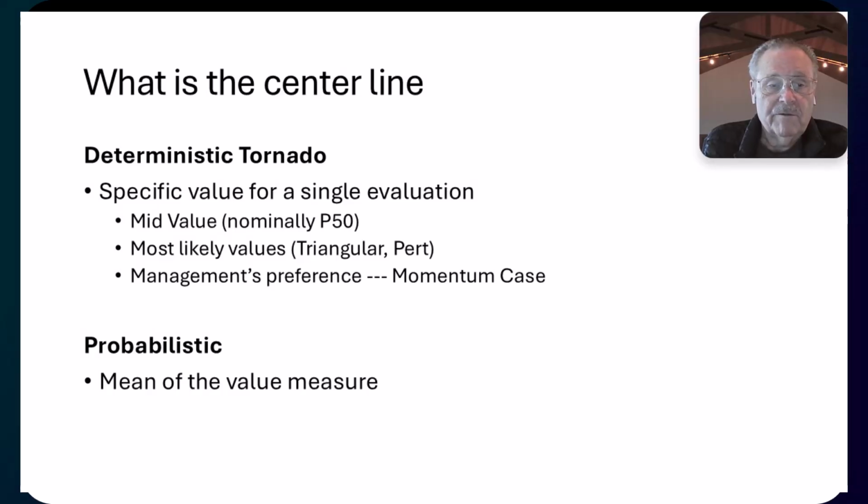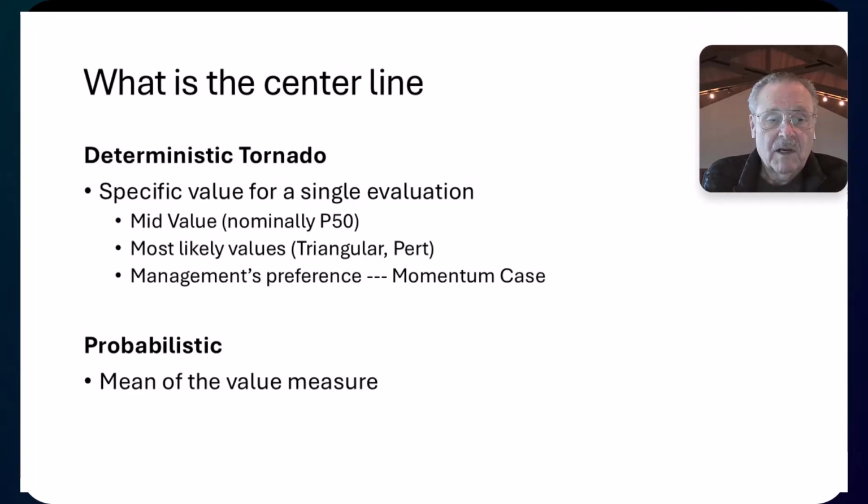The other alternative is a probabilistic tornado chart. The center line of the tornado is the mean of the value measure. So if you had a cumulative distribution function, and then you did a tornado diagram on the variables in that distribution, the center line would equal the mean of that CDF.